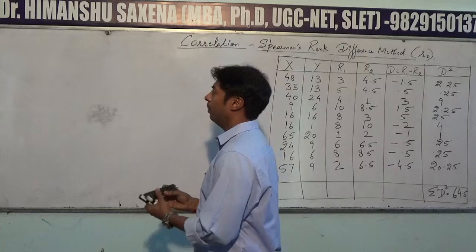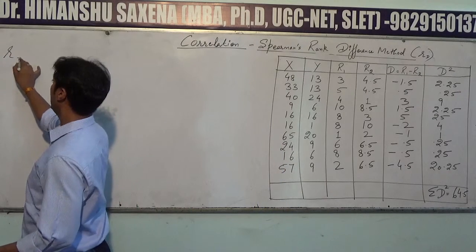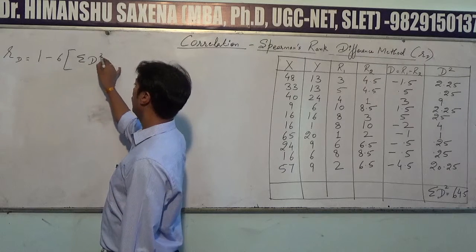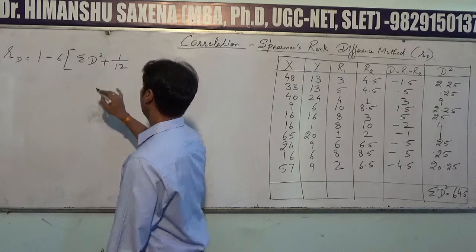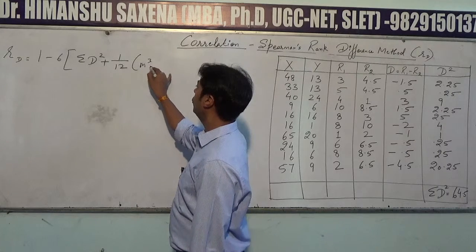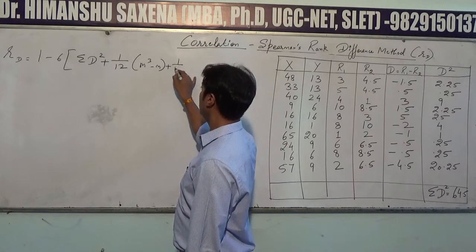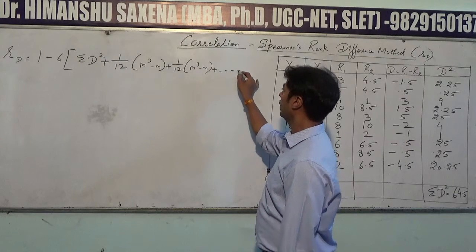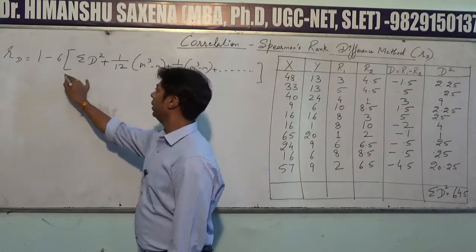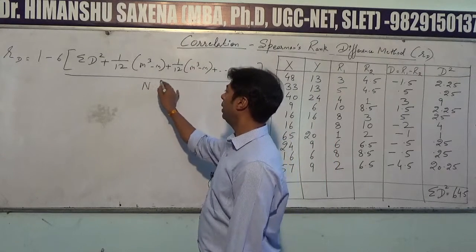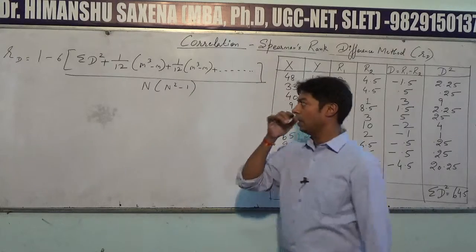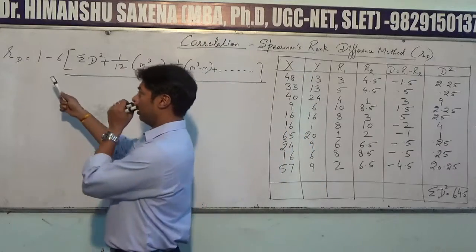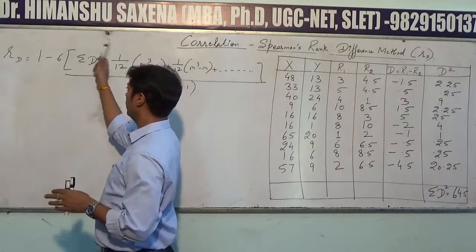The formula that we will be making use of in this case is RD is equal to 1 minus 6 into summation d square plus 1 by 12 n cube minus n, and so on, divided by n into n square minus 1. Now first of all, take down the formula. 1 minus, now this one is totally different, entirely different from this block.